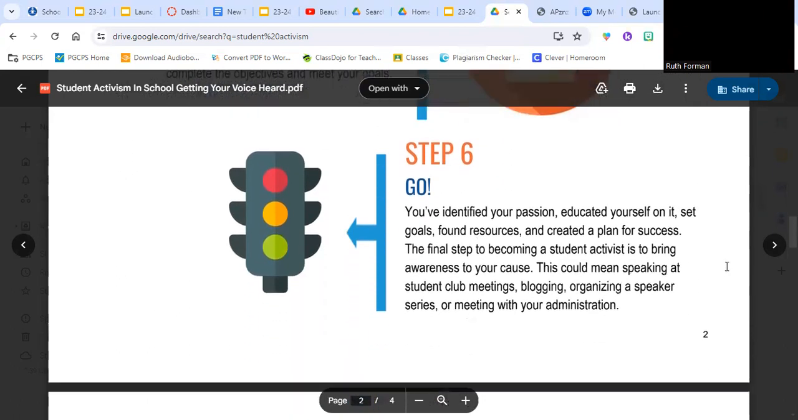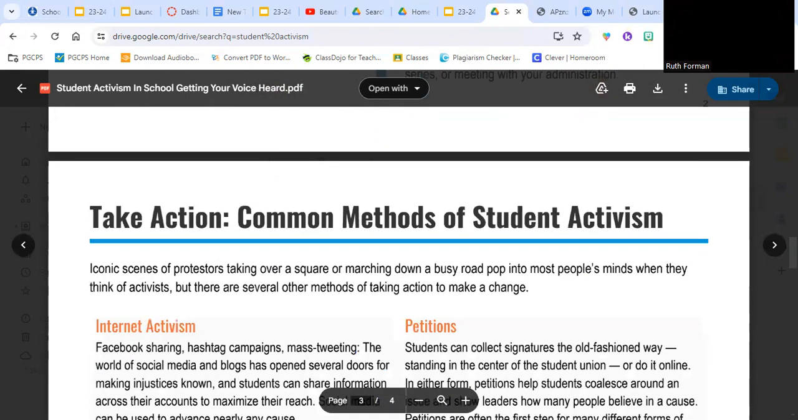Step six, go. You have identified your passion, educated yourself on it, set goals, found resources, and created a plan for success. The final step to becoming a student activist is to bring awareness to your cause. This could mean speaking at student club meetings, blogging, organizing a speaker series, or meeting with your administration. Take action.